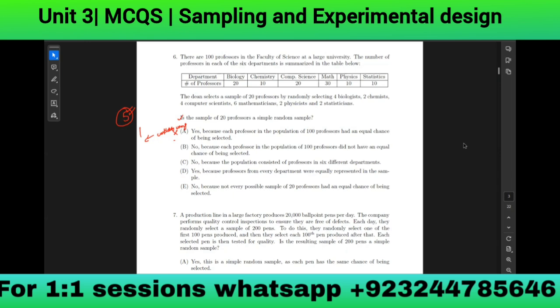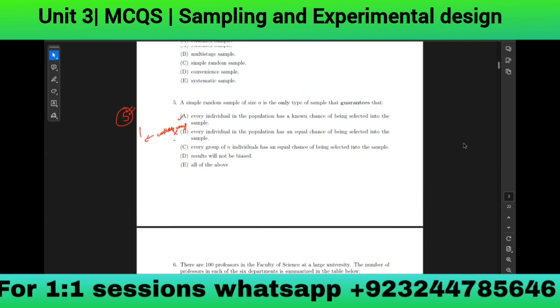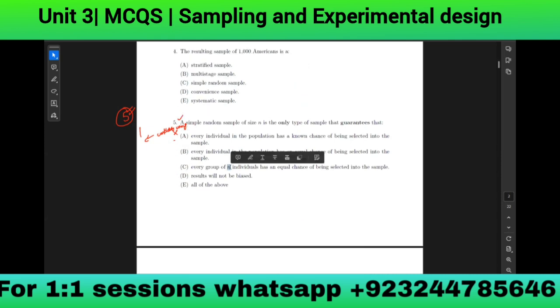Can you tell me the answer? First tell me, what did we learn in MCQ number 5 for simple random sample? We learned one very important point that I told you to write down. Go back and you can see it again. Read it out. Every group of individuals has an equal chance of being selected into the sample. So what is a simple random sample? That every group of individuals, and I focus on this, every group of individuals has an equal chance of being selected into the sample.